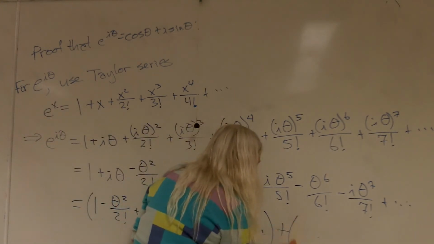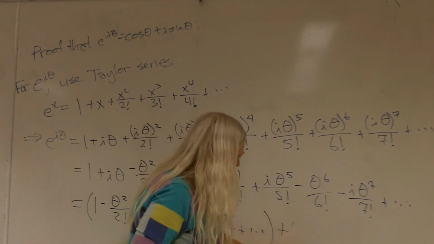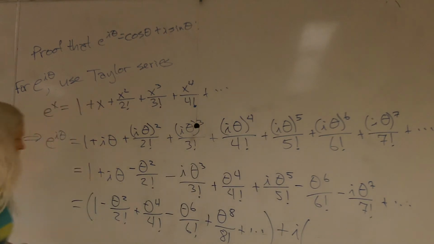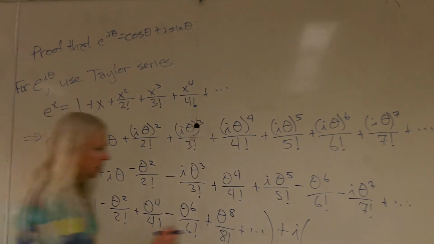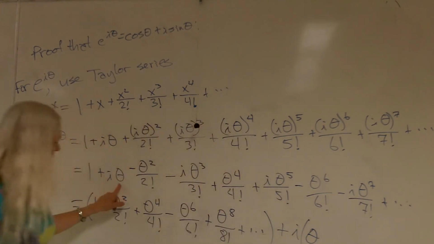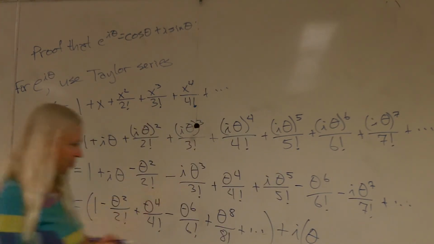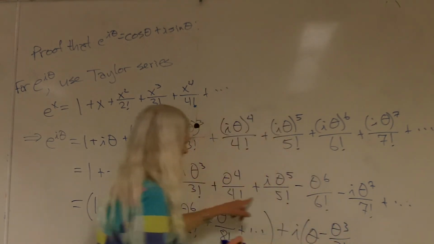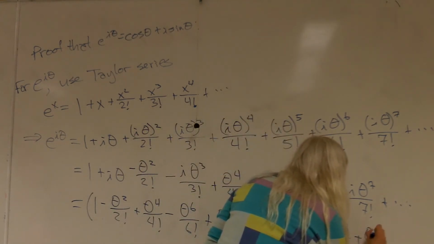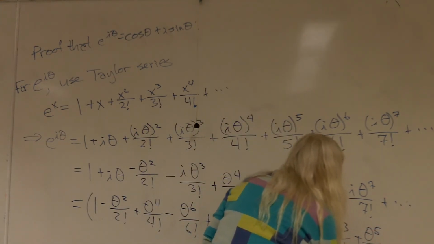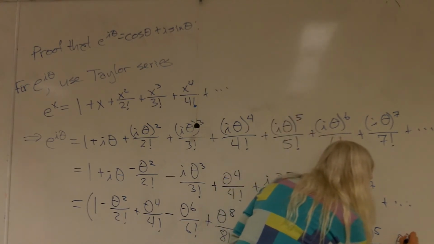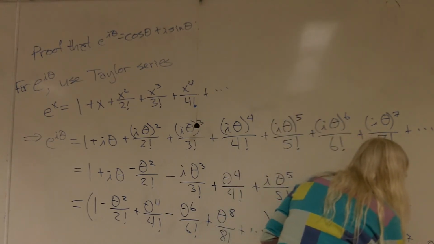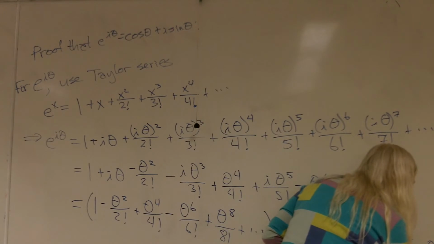Okay, so those are all the terms without i's in them. All the other terms have an i in them, so let's pull an i out in front. So, theta in that term, minus theta cubed over 3 factorial from that term, plus theta to the 5th over 5 factorial from this term, minus theta to the 7th over 7 factorial from this term. The next one that I didn't write down would be plus theta to the 9th over 9 factorial, and so on.